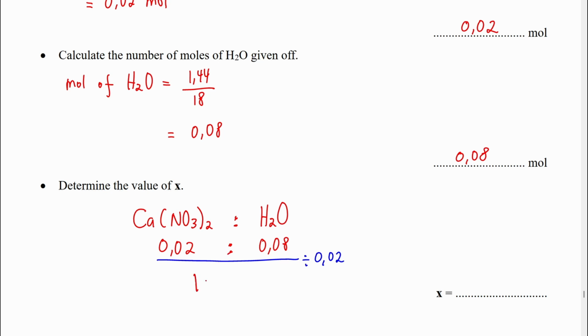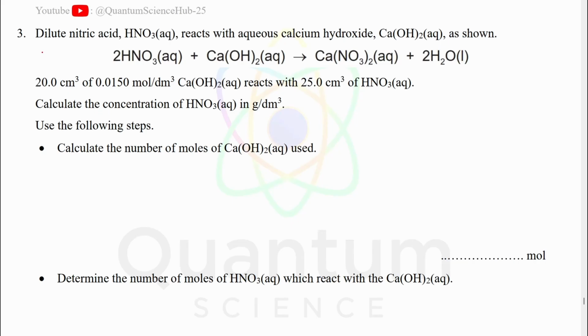So this is 1:4. So from here, we know Ca(NO3)2 is 1 molecule and the molecules of water is 4 molecules, right? Because we have X in here. So X equals 4. Okay, that's it. Question 3.